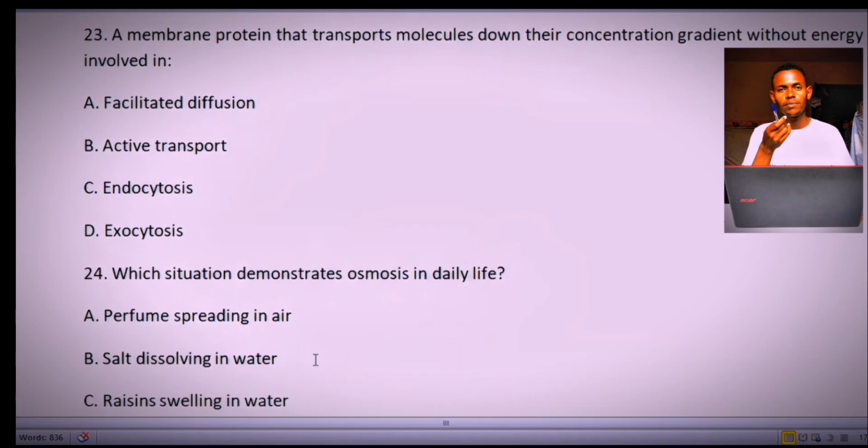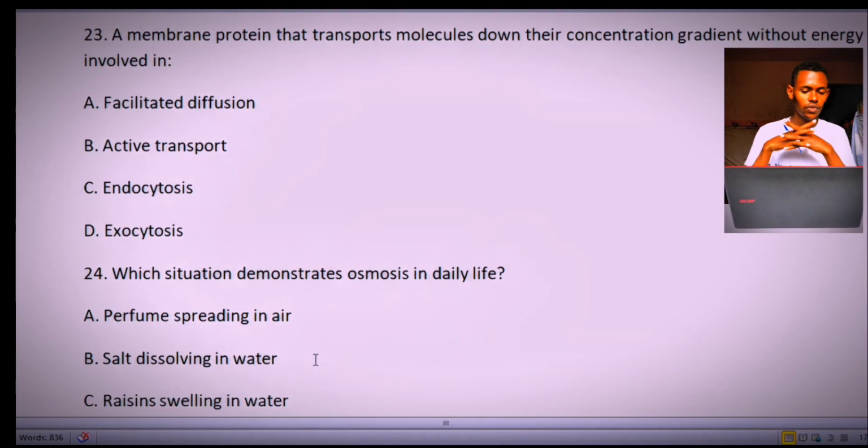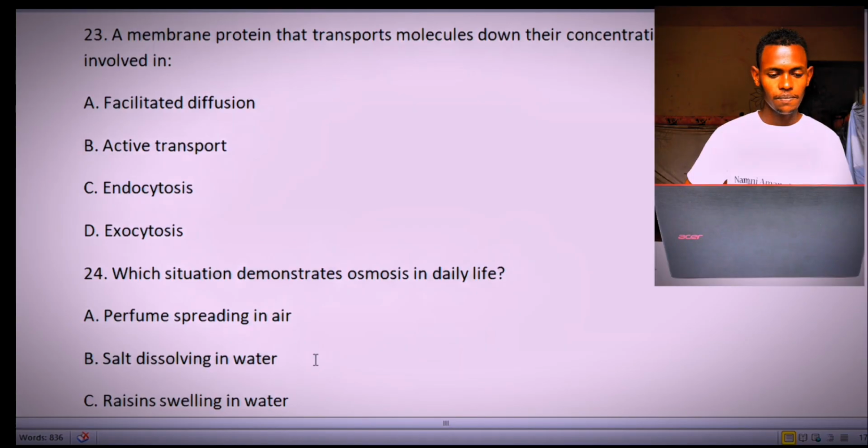What is the answer? So the answer is A. Why? All the rest are active transport. Endocytosis is one part of the active transport. Exocytosis is also one part of the active transport. So the membrane protein that transports molecules down the concentration gradient without energy is involved in facilitated diffusion.